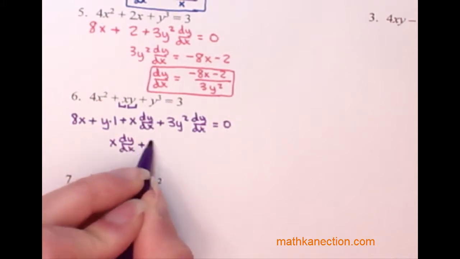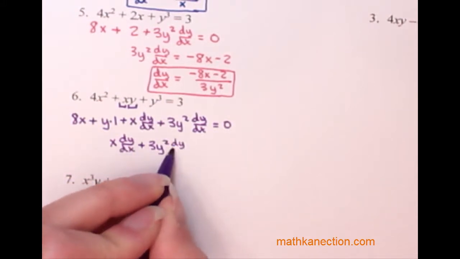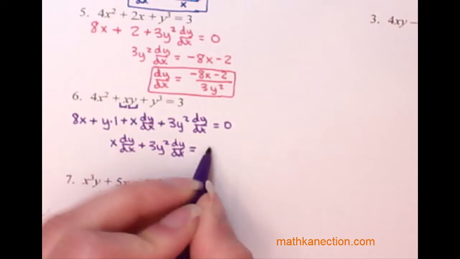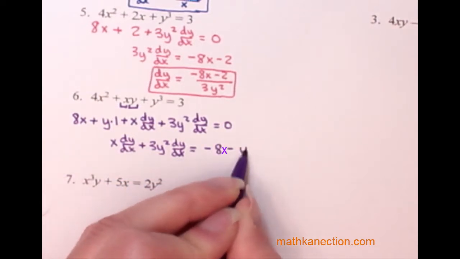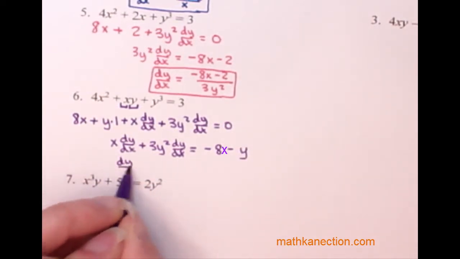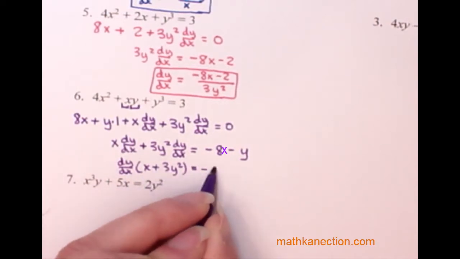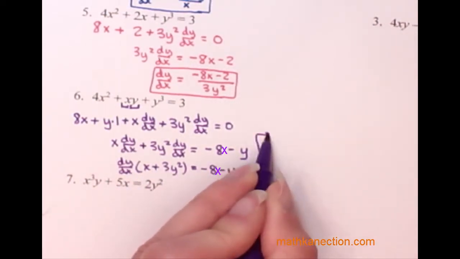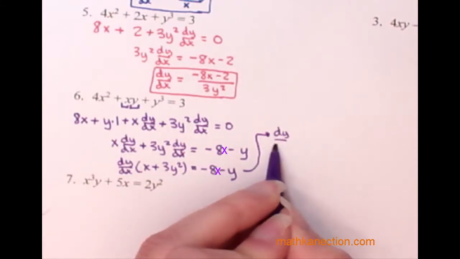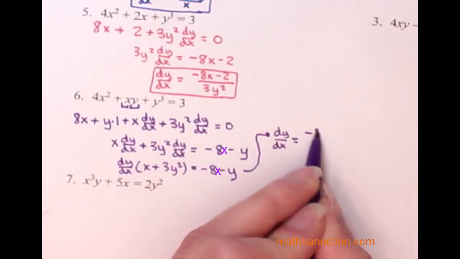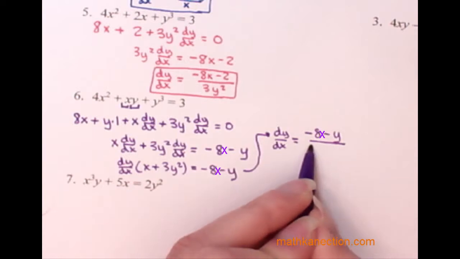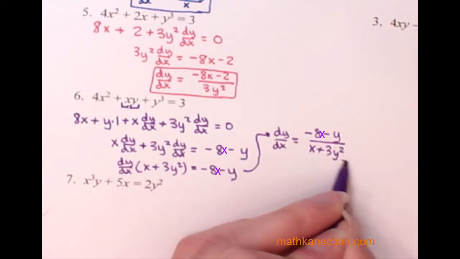Keeping the dy/dx's on one side, subtracting over 8x and subtracting over the y. Factoring out dy/dx, leaving us with x plus 3y squared. Dividing to get dy/dx by itself, we have negative 8x minus y over x plus 3y squared.